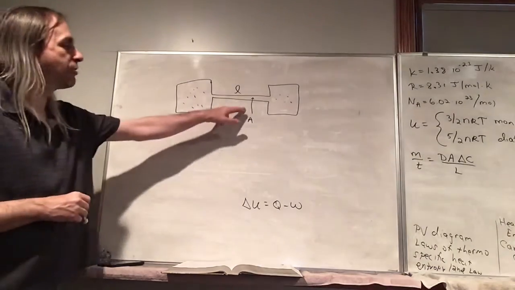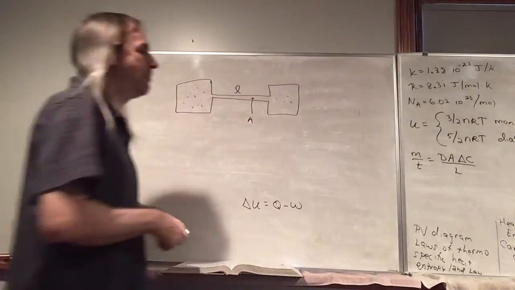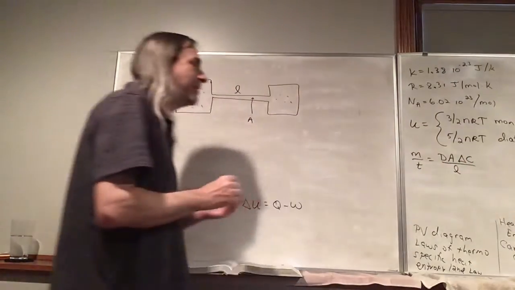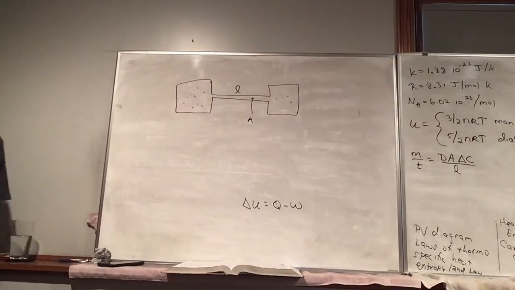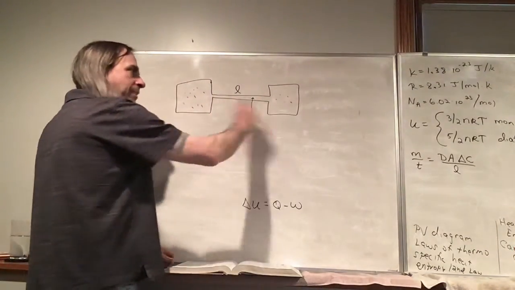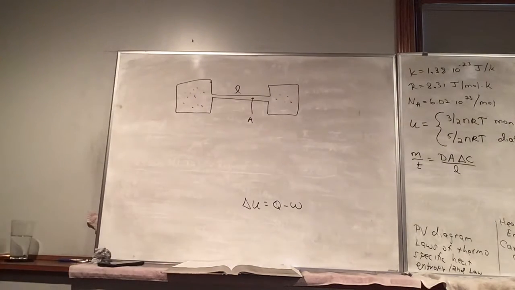A is a cross-section area. L is the length. I'll try to be consistent with the upper and lower cases. And delta C is the difference in concentration. So if delta C is 0, you're going to have no net flow. Things are still going to be moving back and forth, but you have equal amounts moving back and forth.